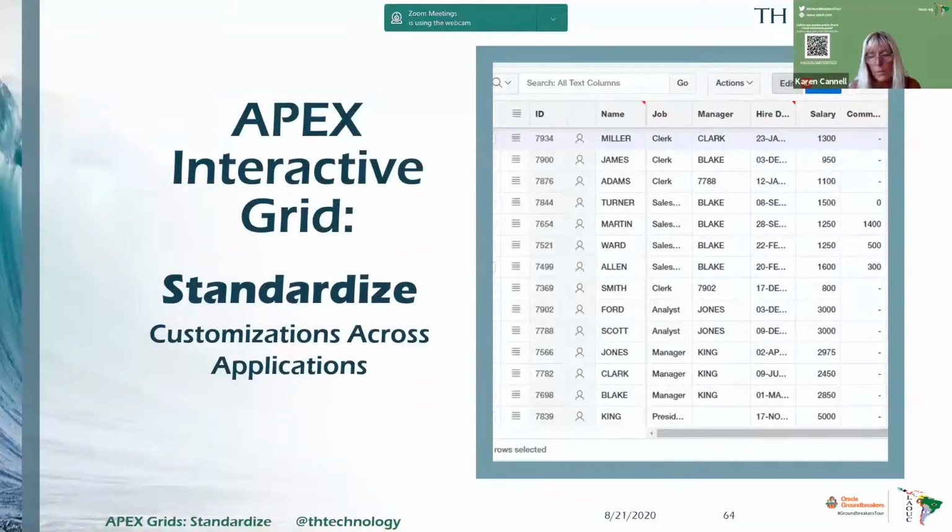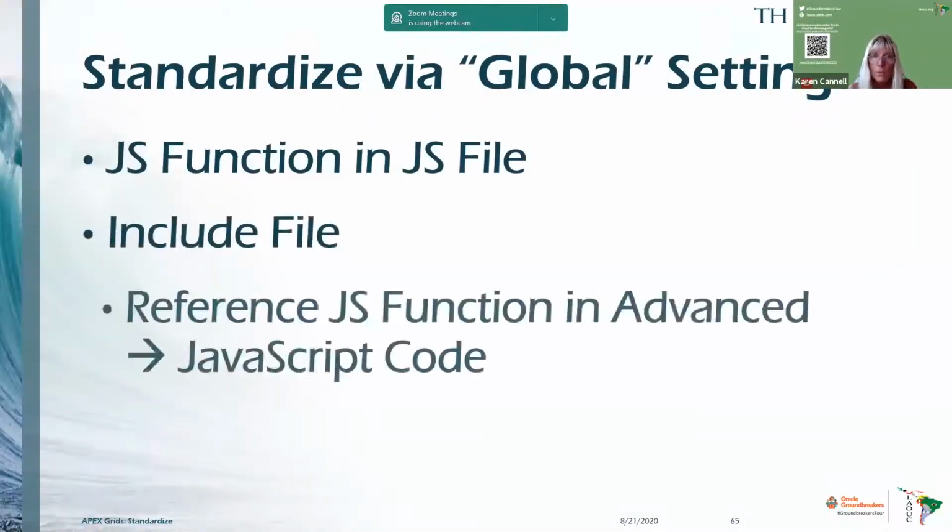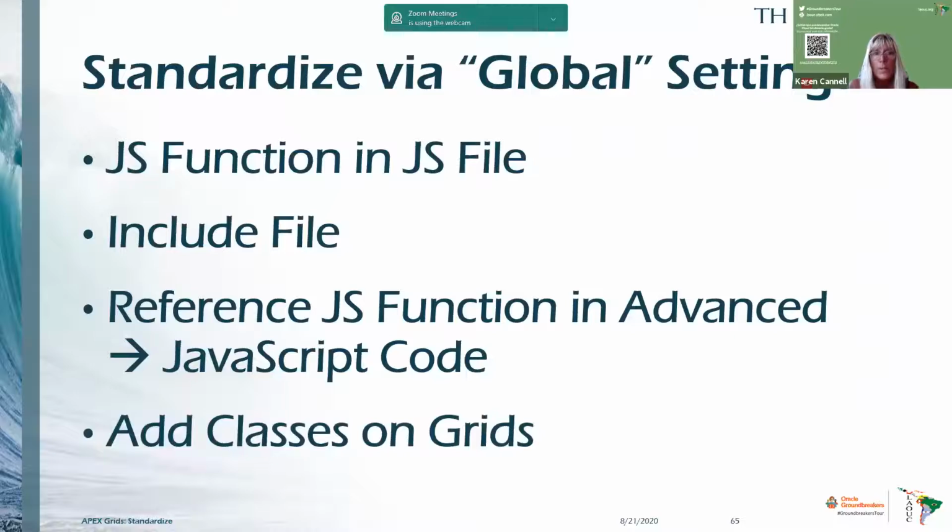What I'm going to do is go to talk about the standardized thing with the config file. This is a review. You just watch me do this. We're going to create the global JavaScript configuration function for my grids in one JavaScript file. You're going to include the file in your application. You're going to reference the JavaScript function in the grid attributes advanced JavaScript code area, and then you're just going to add classes on your grids.